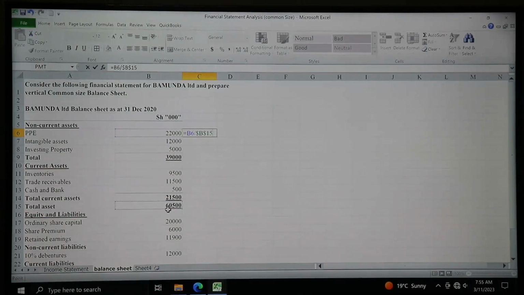And again, when you press enter, you just select this, then you can set it into percentage. And then you said we have to increase the number of decimal points to retain the accuracy of our data. So if this one was computed properly, then you will just need to copy down.